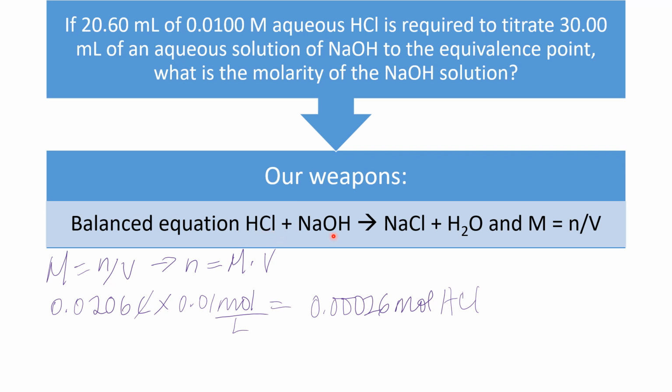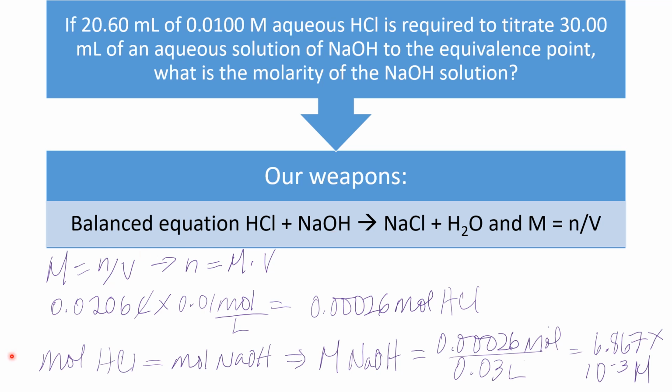Now notice in this balanced equation, it is a 1-to-1 ratio. So we can say that to get to the equivalence point, the moles of HCl equals the moles of NaOH. It took precisely 0.00026 moles of HCl to react with the same amount of NaOH, and we know that from the balanced equation. So now all we have to do to get the molarity of NaOH is to take this mole amount and divide it by 0.03 liters.